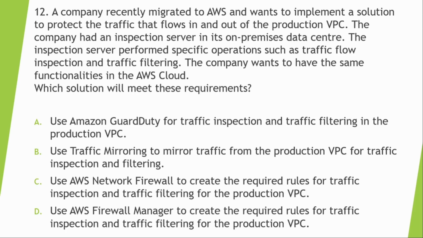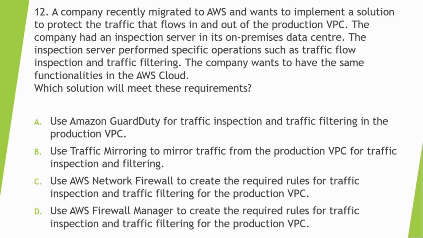A company has recently migrated to AWS and wants to implement a solution to protect the traffic that flows in and out of the production data VPC. The company had an inspection server in its on-premises data center. The inspection server performs specific operations such as traffic flow inspection and traffic filtering. The company wants to have the same functionalities in the AWS cloud. Okay, so how will you meet these requirements?